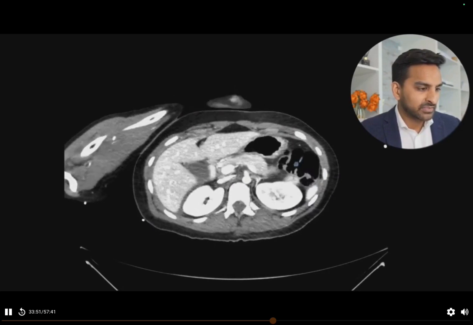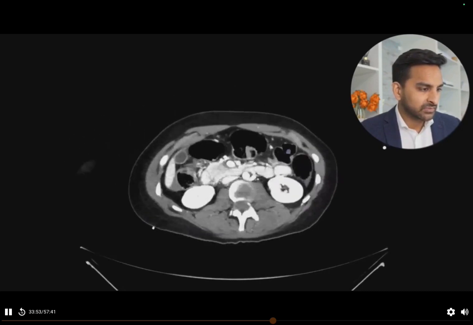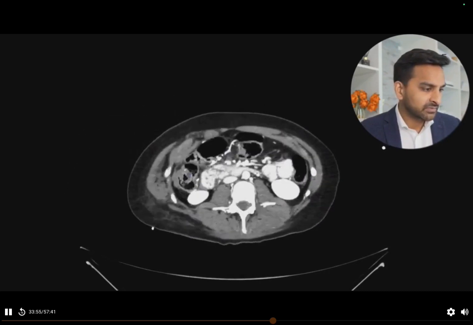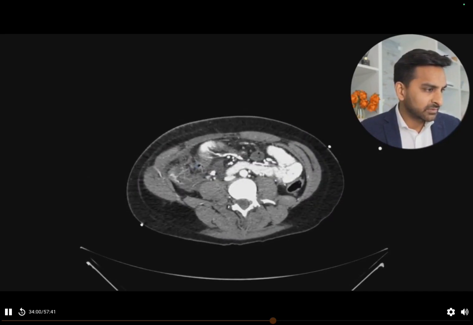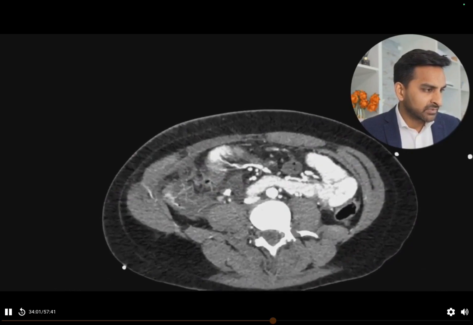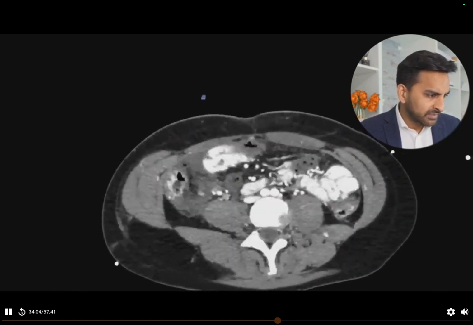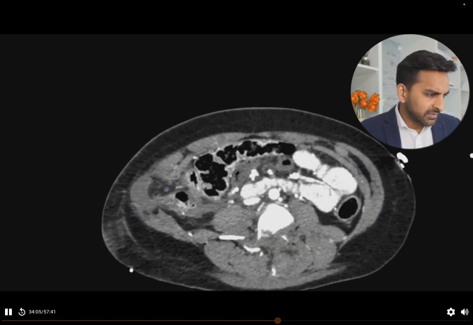Coming up to the transverse colon, transverse colon looks okay. Coming down to the iliac fossa again, this does not look right. It looks like there's something going on. So we're going to zoom in a little bit more and try and see what's happening. Zooming in, you can see that actually, you know what? There looks like there's a defect on that side of the abdominal wall.